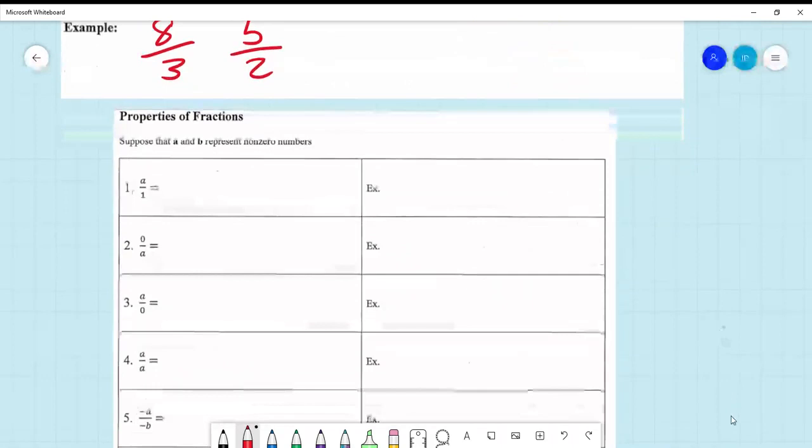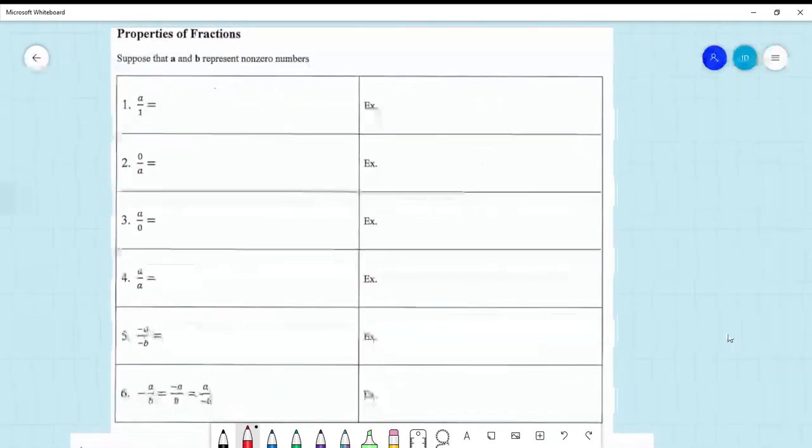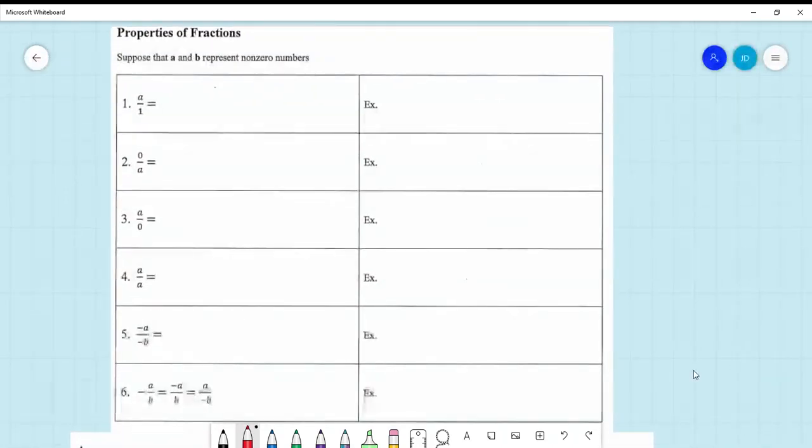There are some properties of fractions that we should know. And so the letters here, the letters A and B, just represent any numbers that are not 0. If we have any number over 1, represented like a fraction, A over 1, it's going to be equal to that same number. Example, if we have 3 over 1, we can simplify that fraction, get rid of the over 1, and just say that equals 3.